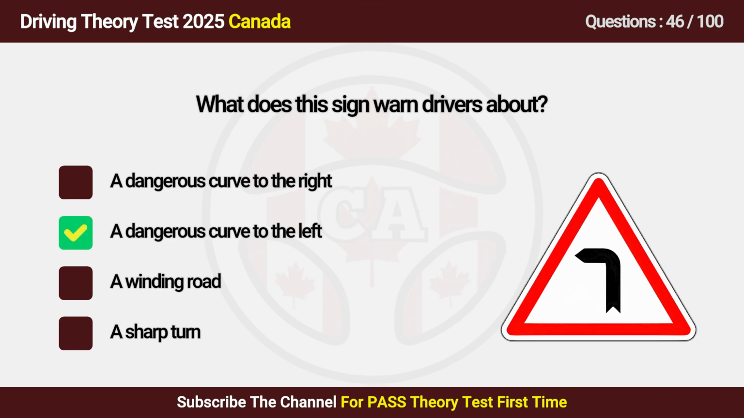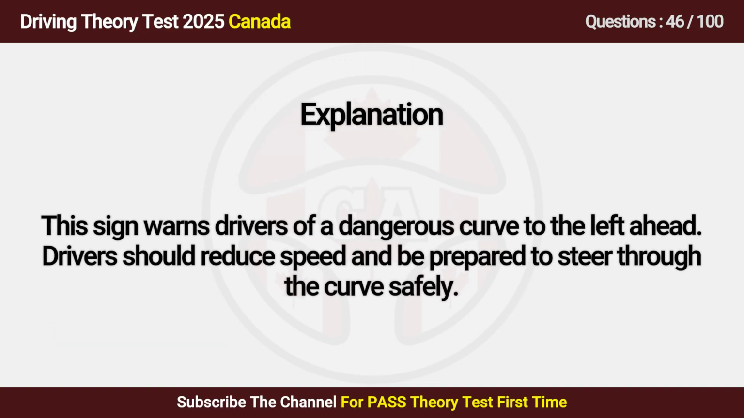Answer is B. A dangerous curve to the left. This sign warns drivers of a dangerous curve to the left ahead. Drivers should reduce speed and be prepared to steer through the curve safely.